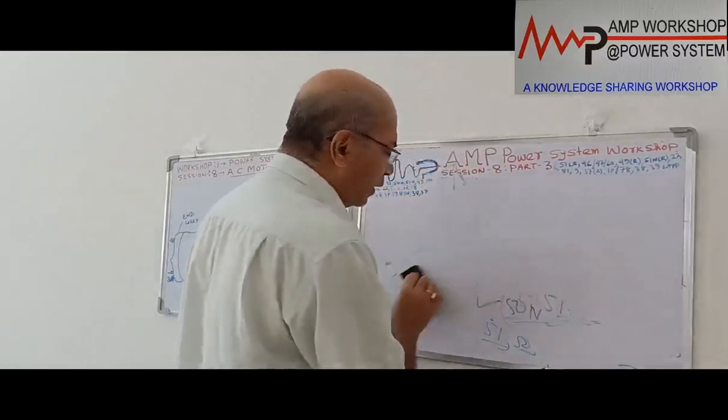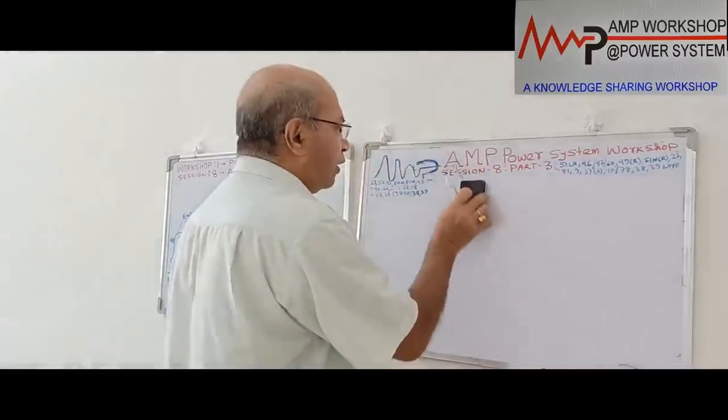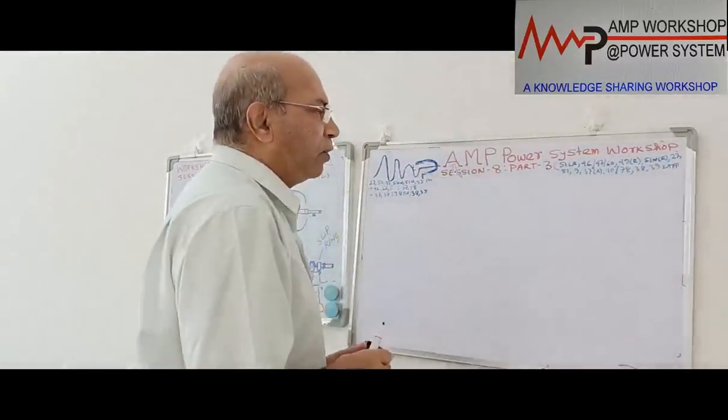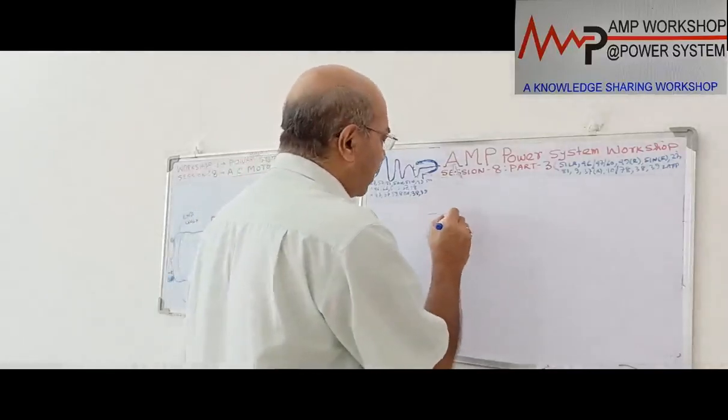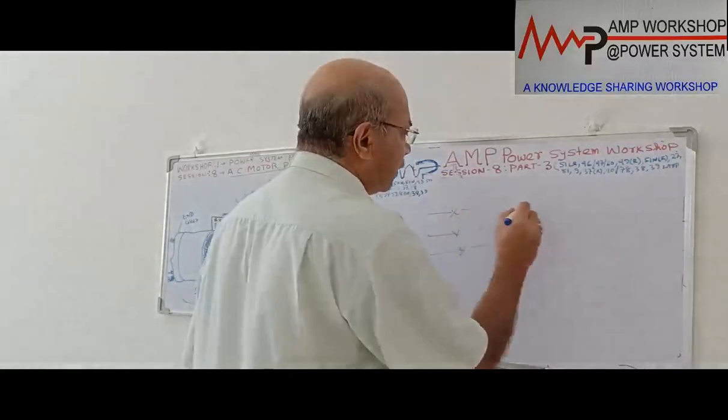And now we will discuss the unbalanced protection of the motor. Now we have seen that the motor is connected. Suppose this is a breaker and this is the motor that is connected.